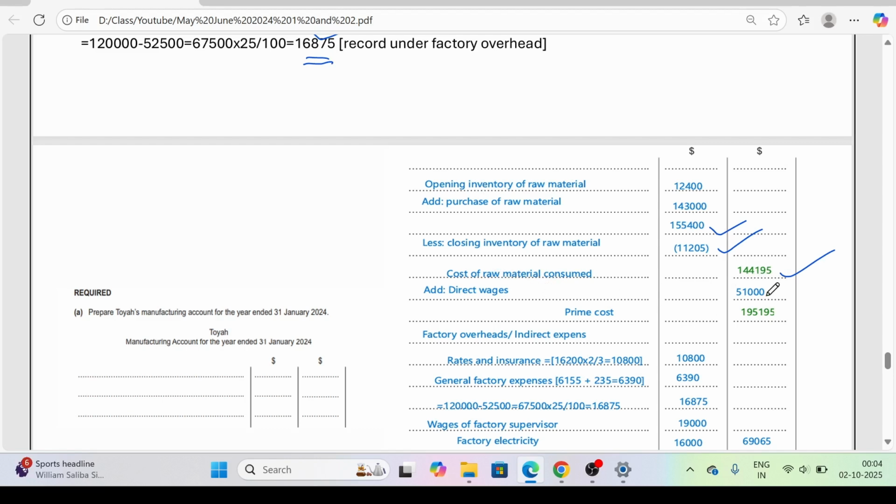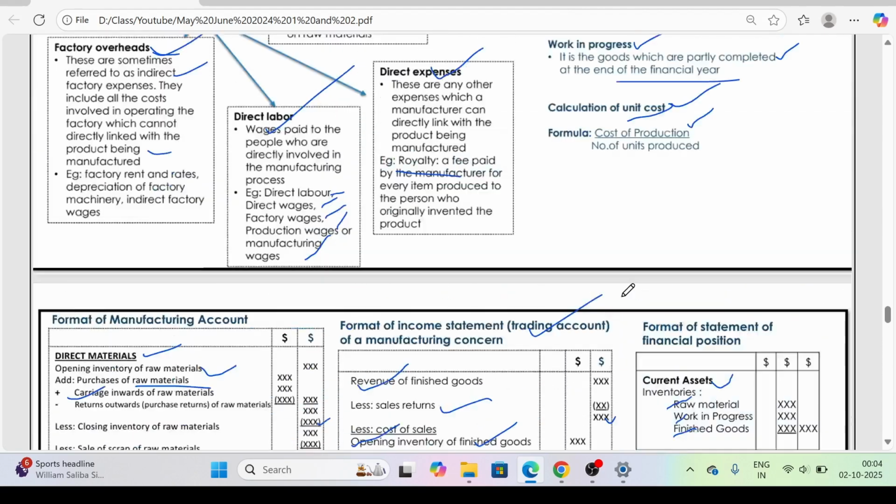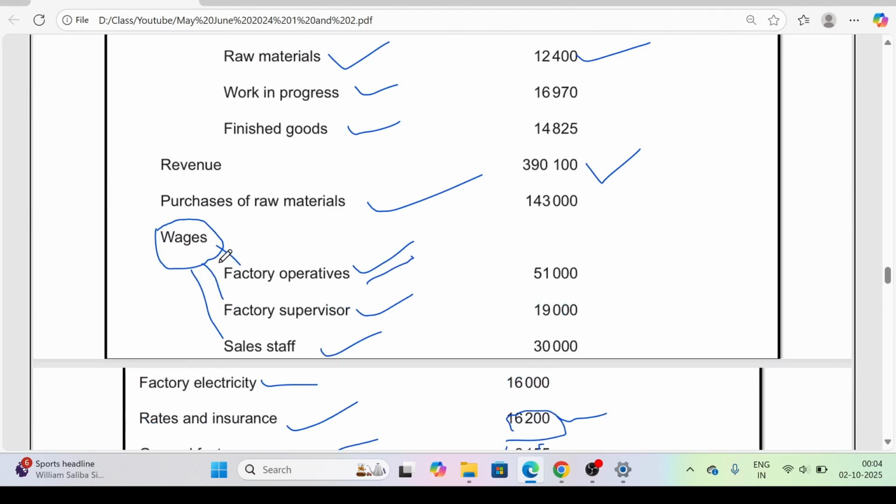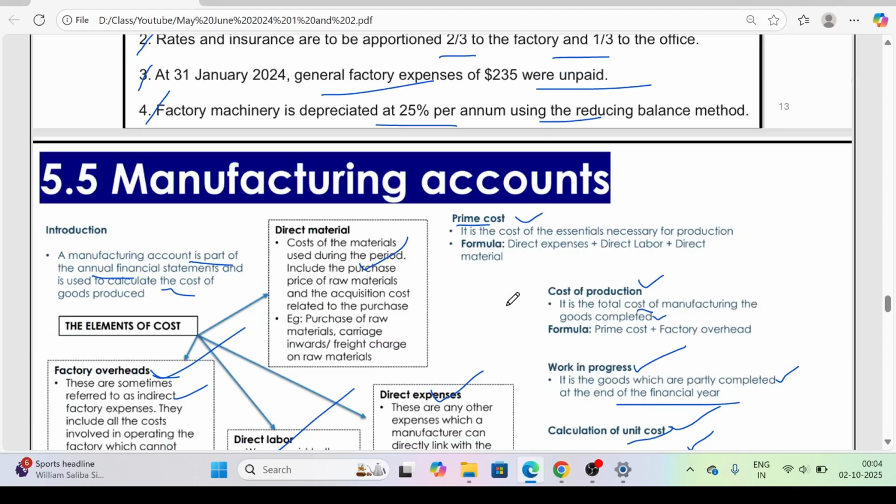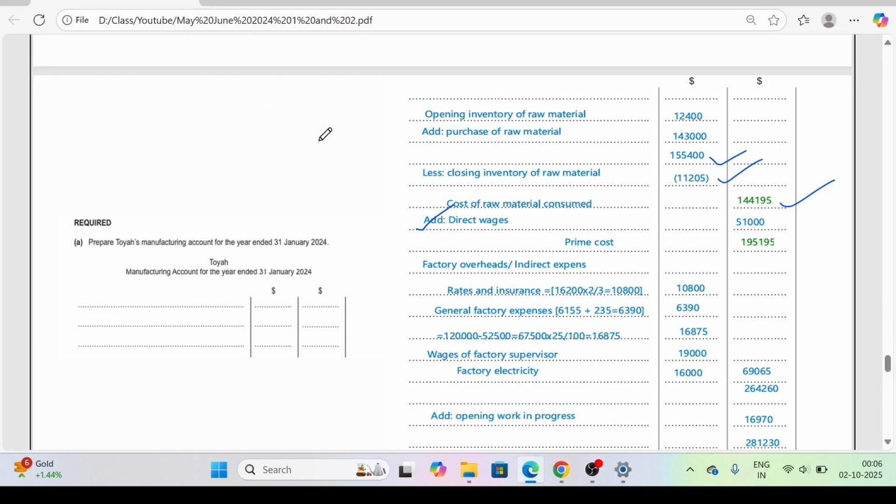Then you will get the amount 144,195. For that you have to add direct wages. We have direct wages 51,000. See, for direct wages here, they gave the name factory operatives. I told you, right? See, wages, factory operatives. This 51,000 we have to record under direct wages. Prime cost will be 195,195 after adding the direct wages.